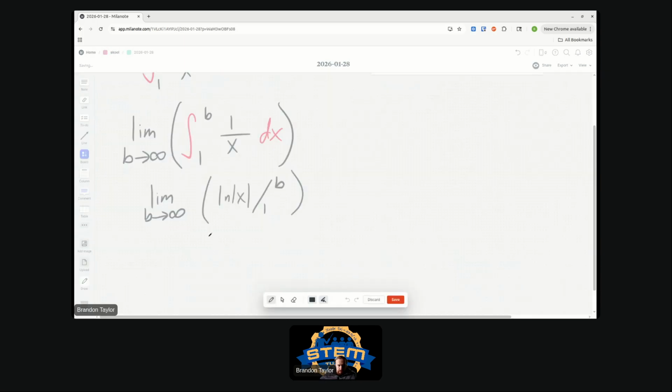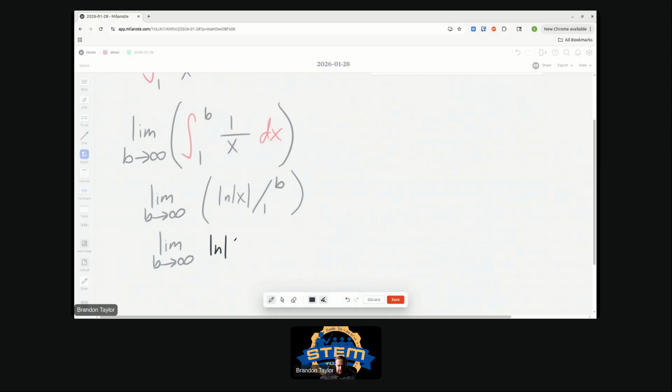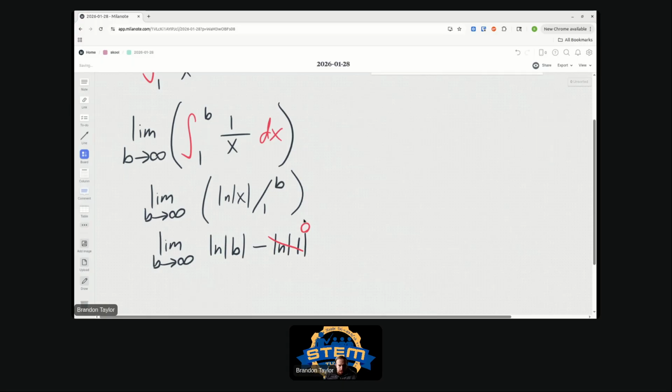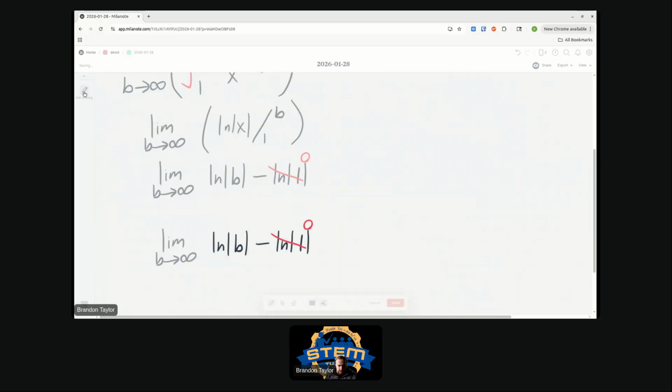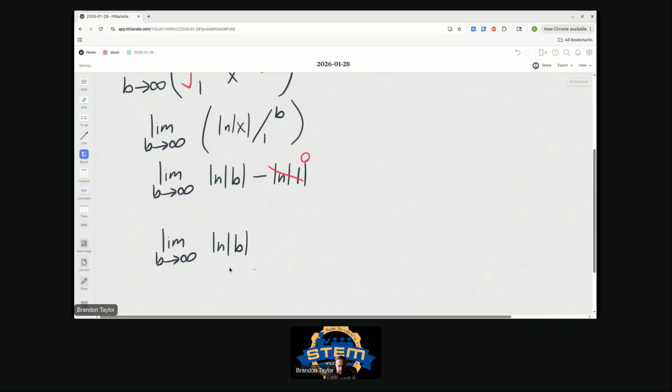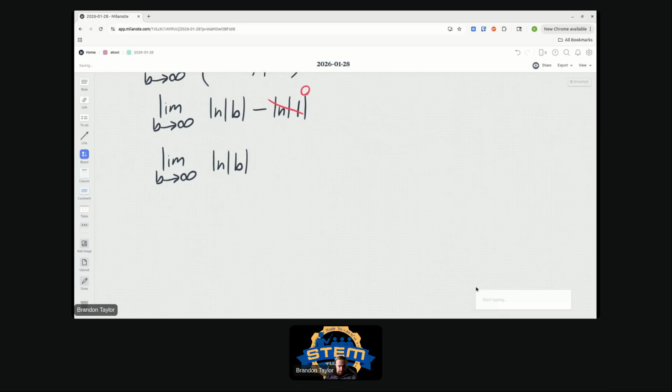And then basically we evaluate between the bounds. So we have the limit of natural log of b minus natural log of 1. What's natural log of 1? 0. So we don't have to worry about that. So long story short, we get natural log of b, and we need to take the limit as b goes to infinity. Whatever this is, that'll tell us our answer for the integral.